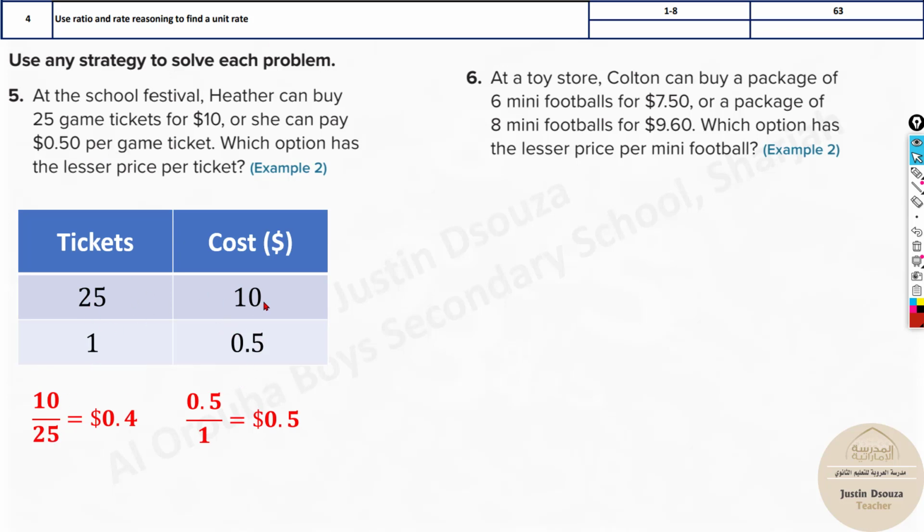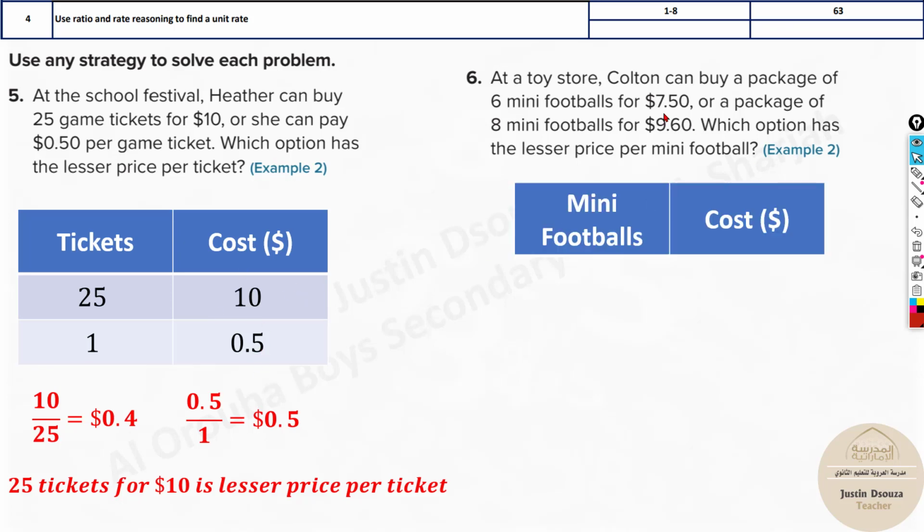So let's divide these both. 10 divided by 25 tickets. So for 1 ticket over here, how much are you paying? $0.4. Whereas if you buy individually, you're going to pay $0.5 for 1 ticket. So which is better? 25 tickets for $10 is the lesser price. So if you buy more tickets at once, you can save money ultimately.